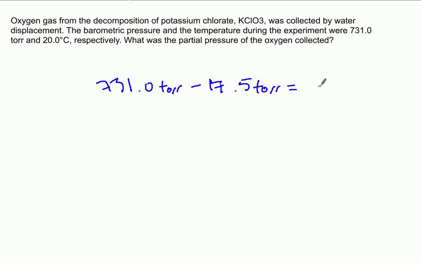Let me grab a calculator here quick. 731 minus 17.5 gives me 713.5. So that would be my answer. That would be my partial pressure of my oxygen. Usually you just put a pressure symbol and then put the thing that you're talking about next to it. That's my partial pressure for my oxygen, 713.5 torr. So it's fairly simple, pretty easy.